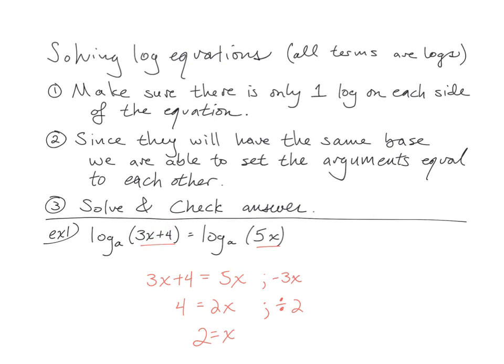That's a positive number. So that means this answer is good for this log, but we have to check all the logs. So we also have to take 2 and substitute it in for this x. 5 times 2 is 10. That's a positive number. Again, it has to be that the argument is positive. It's not even allowed to equal 0. So we're good to go here. Let's take a look at some more examples.